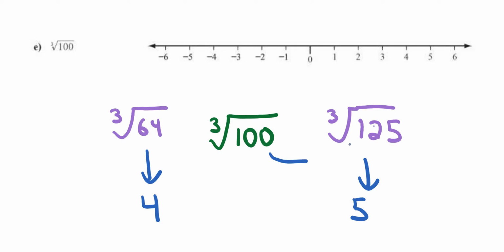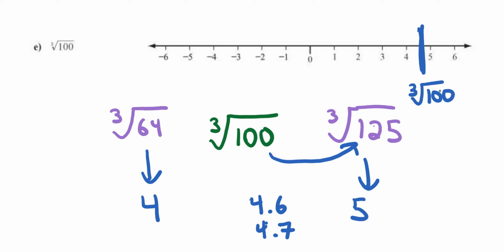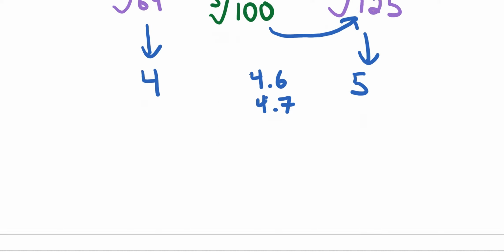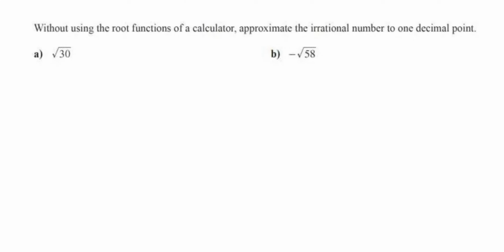Now I think 100 is closer to 125 than it is to 64, so it's going to be over 4.5, right? So if we think about this number, we can think about it as maybe 4.6 or 4.7. Those are all good approximations for the cube root of 100. So I would say somewhere around here is going to be the cube root of 100. All right, so that's a very good approximation for that particular question. Okay, let's move on to a few more approximations here. Two more approximations, and then we'll finish off this homework video guide.